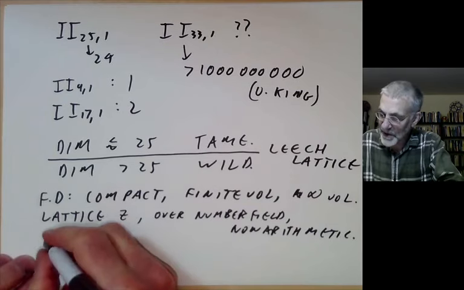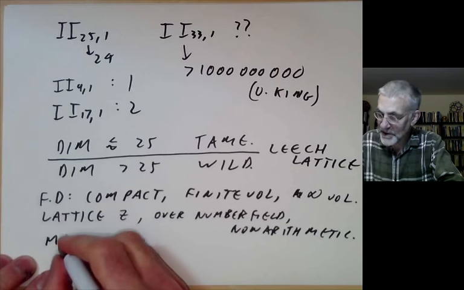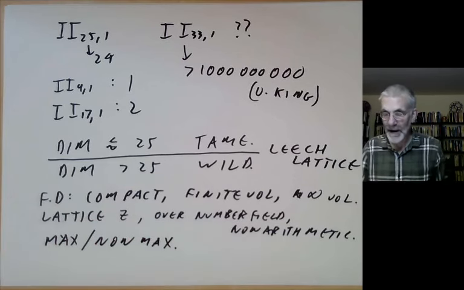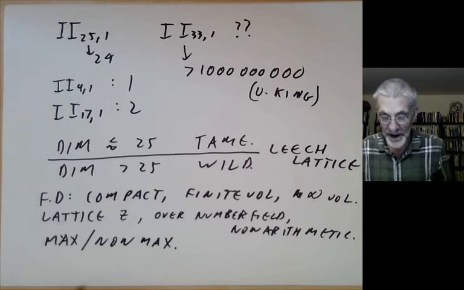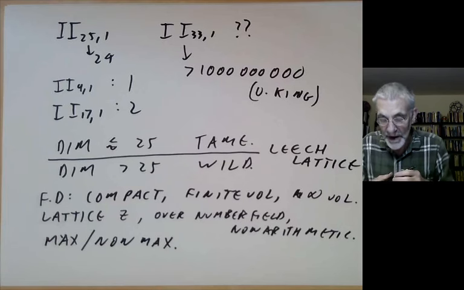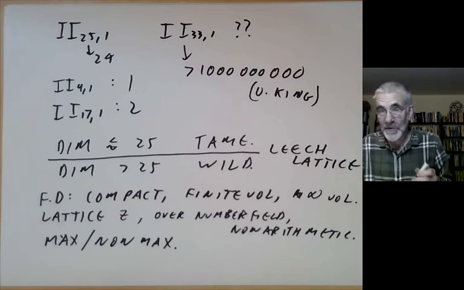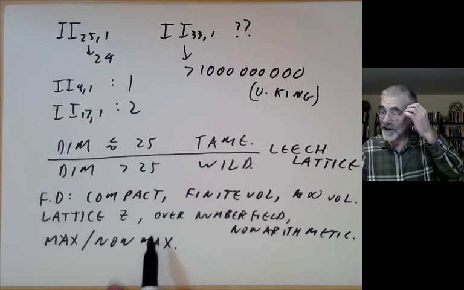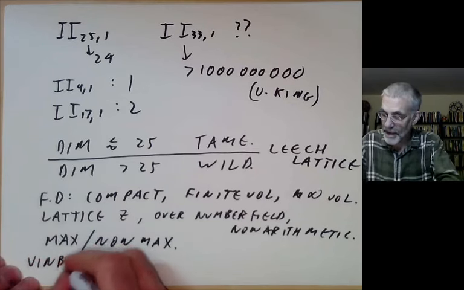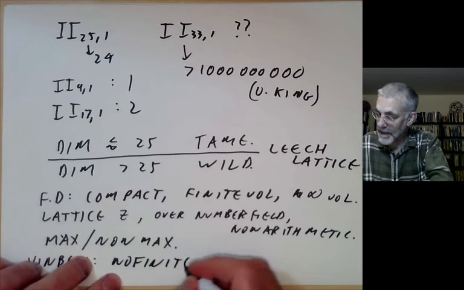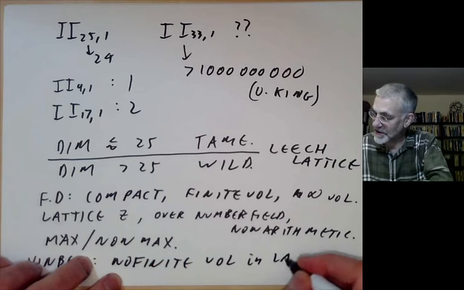We can talk about whether the reflection groups are maximal or non-maximal. And I'll just summarise a few of the examples. For more about this, there's a very nice survey article written by Bella Lipetsky, and I'll try and put a link to that in the video description below. So the most striking result of all is by Vinberg, which says there are no finite volume examples in large dimensions.